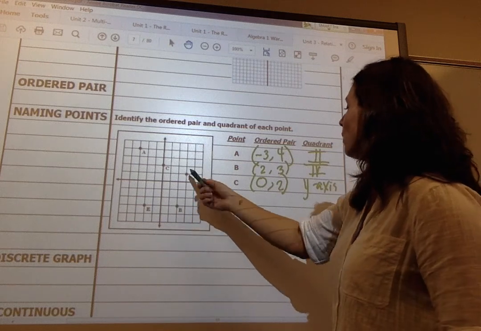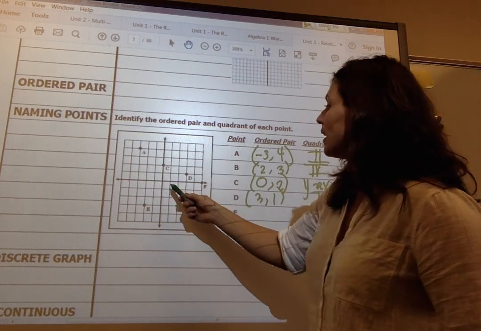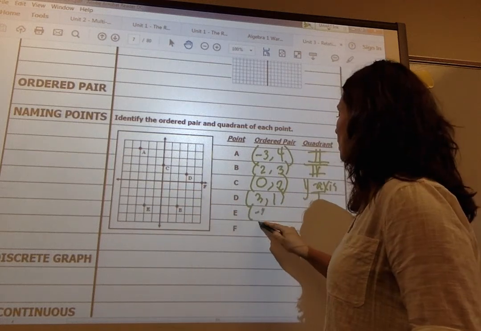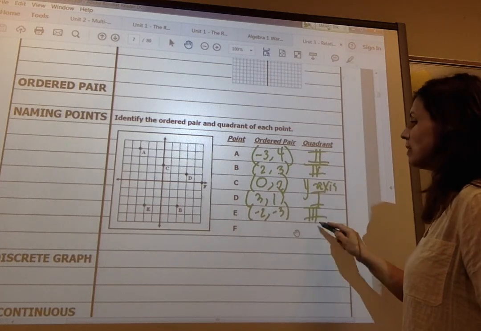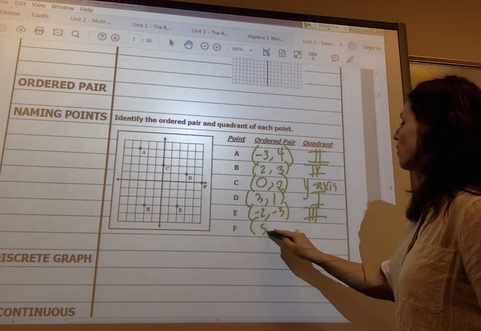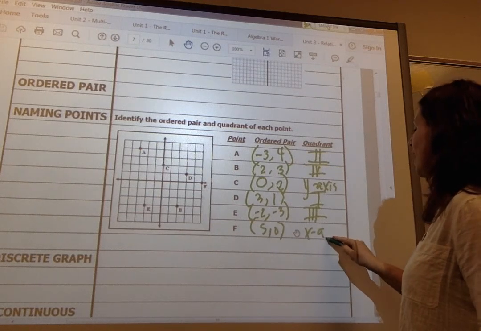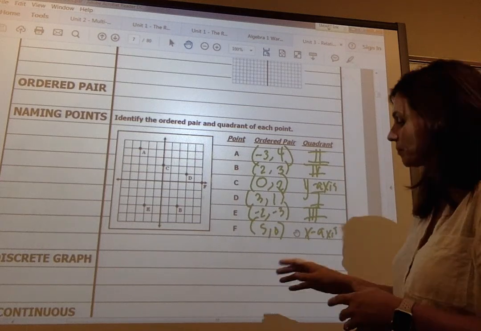D is going to be 3, 1, located in the 1st quadrant. E is -2, -3, located in the 3rd quadrant. And F is going to be 5, 0, located on the x-axis. All right, so that's just kind of refreshing how we label points.